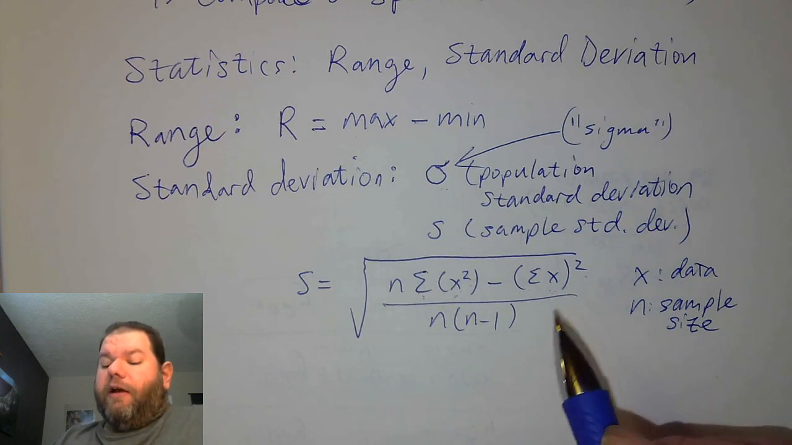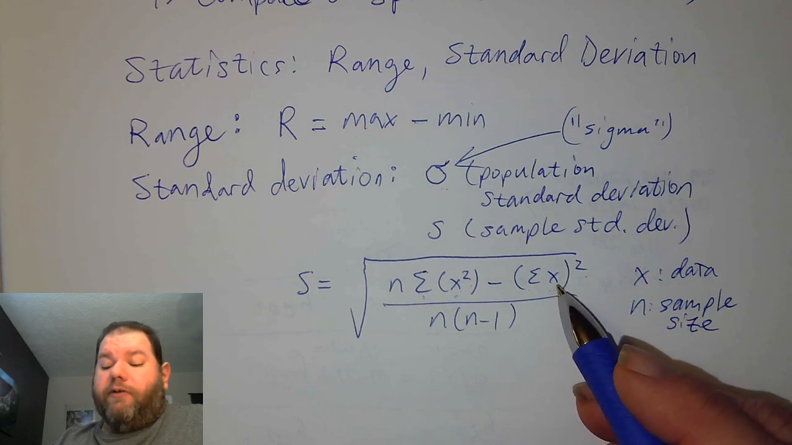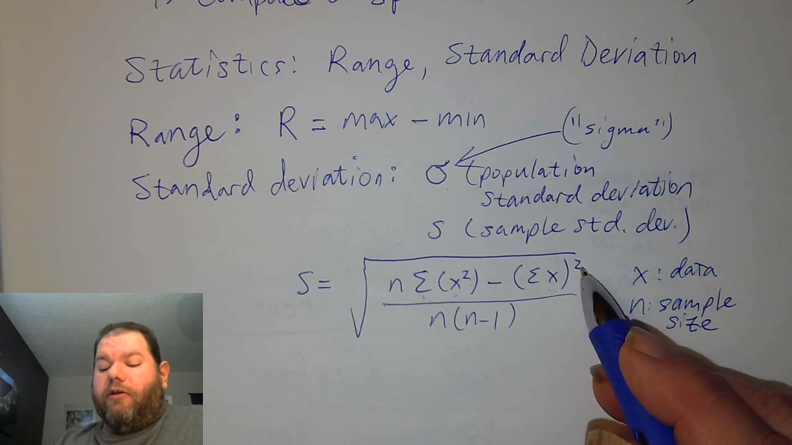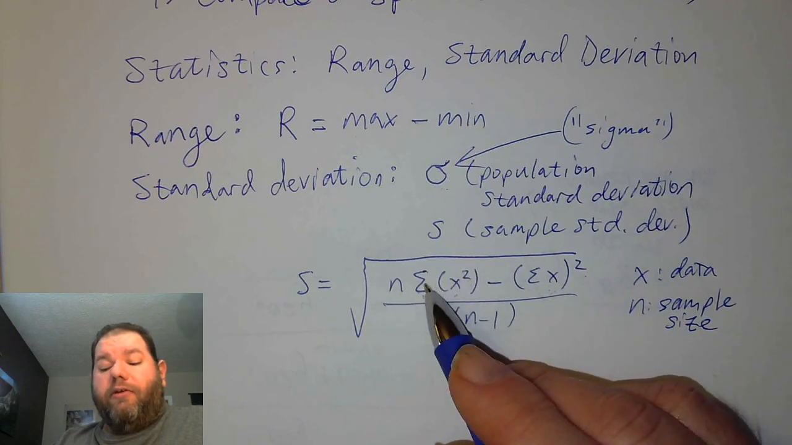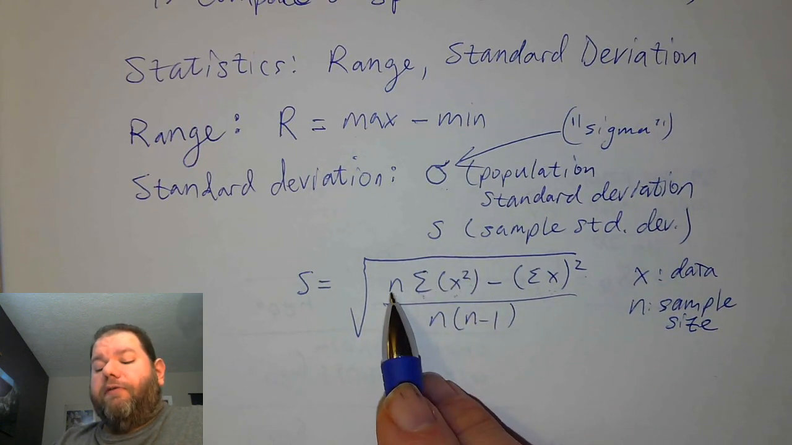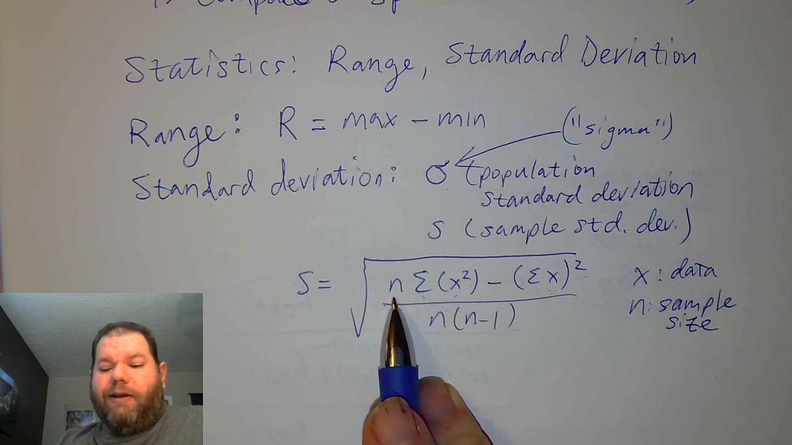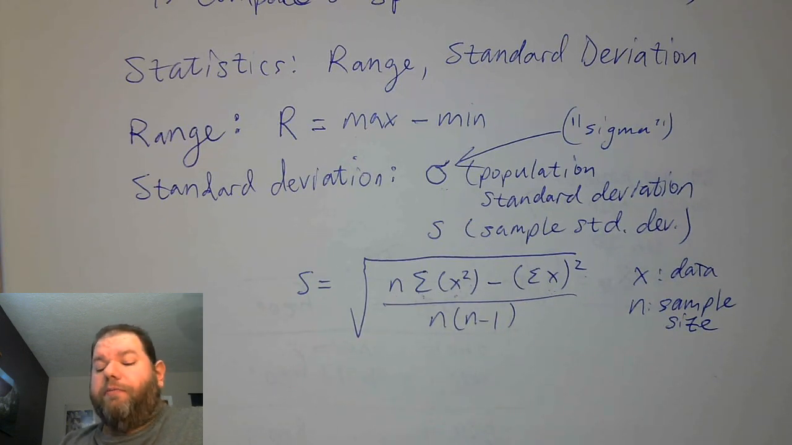So that means we'll have to know what our data values are, and then we'll add them all together and square that number. We have to find the square of each data value, then add all those together. And we also have to know what the sample size n is to be able to do our calculation here.